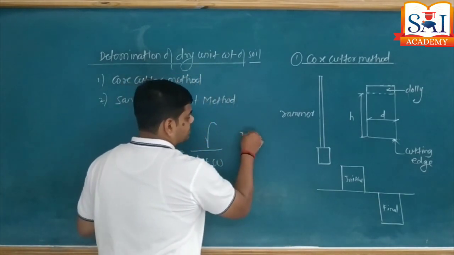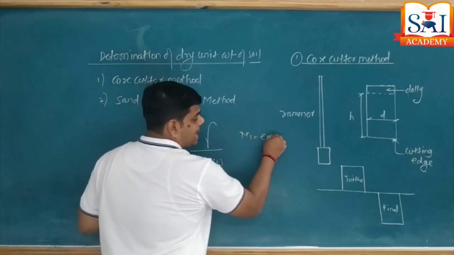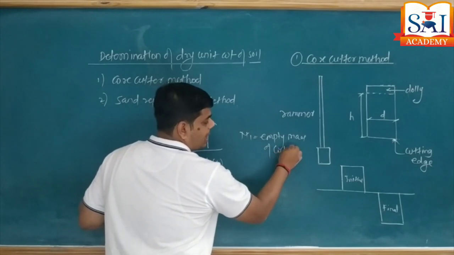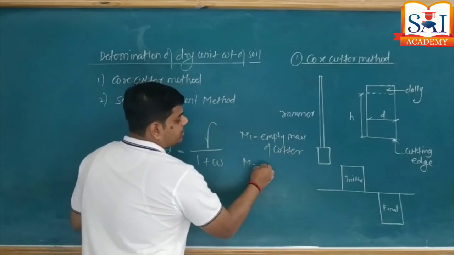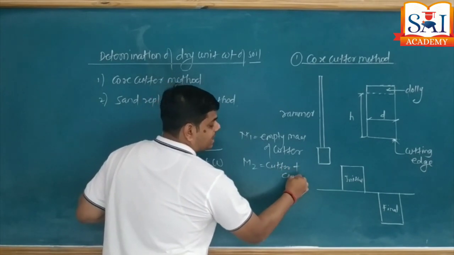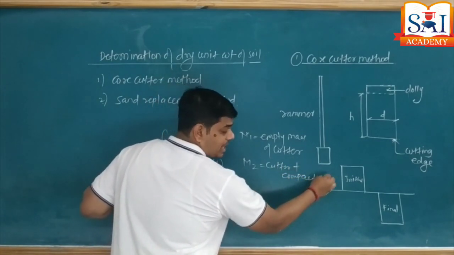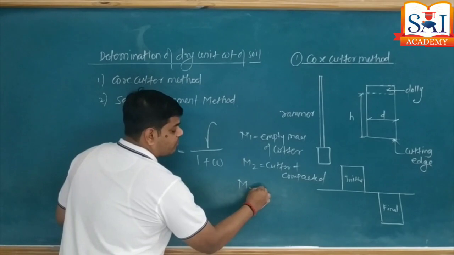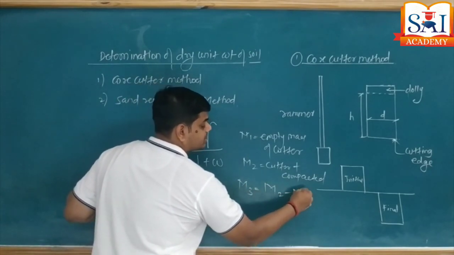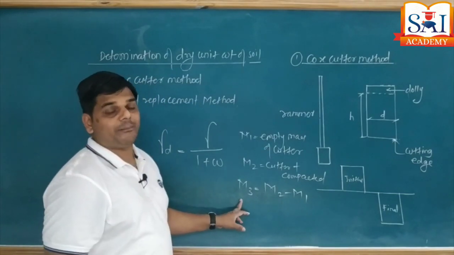Means, look at the board. Say M1 is the empty mass of the cutter and M2 is the mass of the cutter plus compacted soil. So from that I want the mass of compacted soil. M3 is equal to M2 minus M1. Now I got the mass of compacted soil.